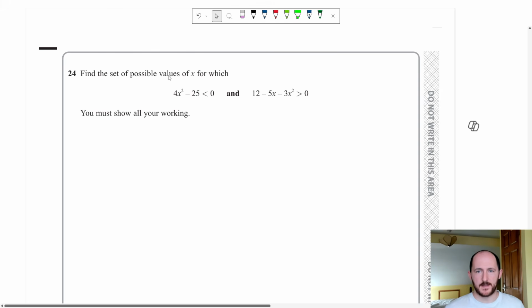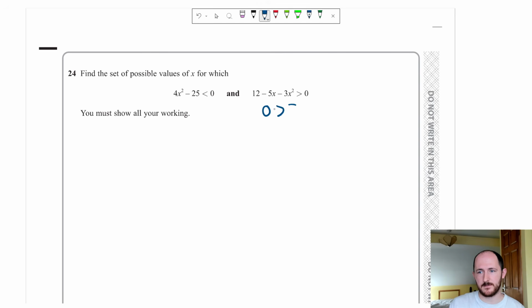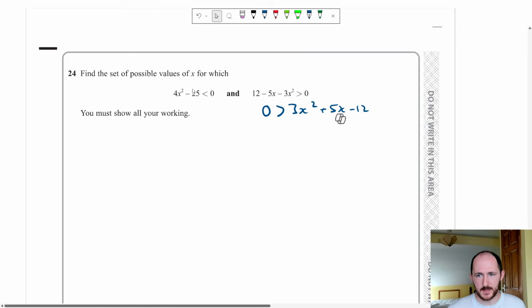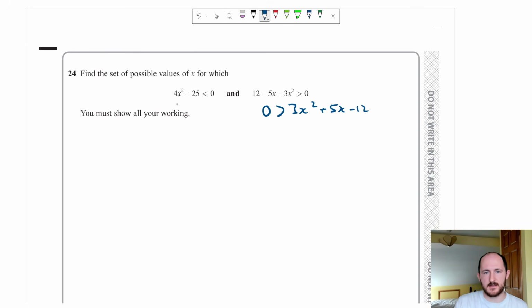Now, find the set of possible values of x for which these 2 inequalities are true. The first thing I'm going to do, this is disgusting because it's negative, so I'm going to move everything to the other side. Now, to do this, we need to solve these inequalities separately and then combine them together. So if I start with the 4x squared minus 25 is less than 0.